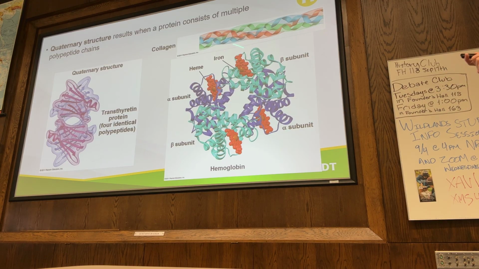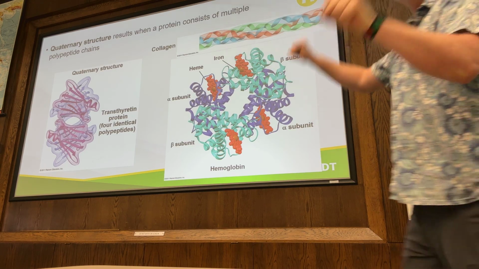Anyway, check this out. Here's collagen. Collagen's like a fiber made up of a few different types of proteins that are all wound together and woven together, and they got a bunch of these helical structures. Lets it be pretty stretchy.